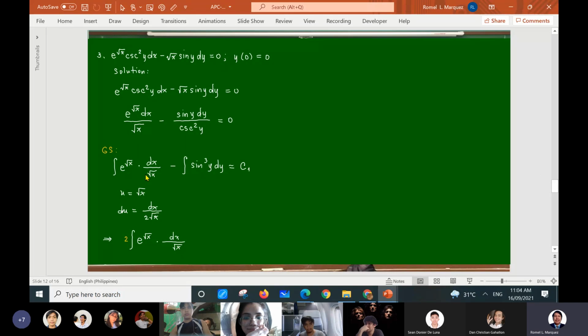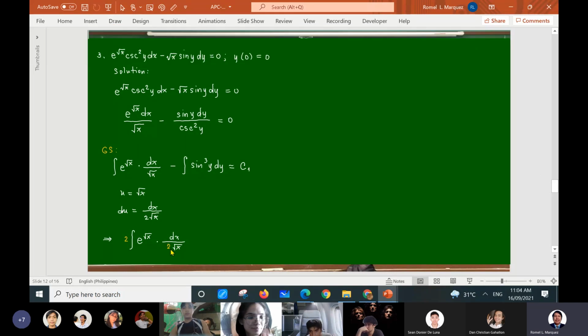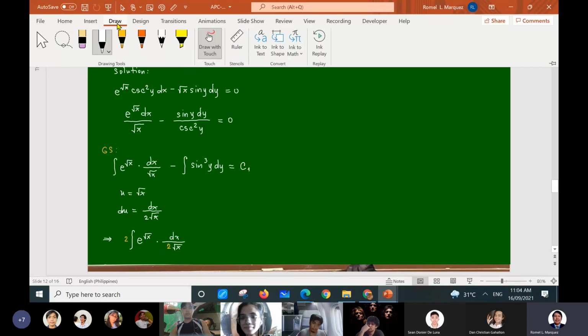Originally, there is no 2 here in the denominator. So I will put 2, balanced by 1/2. I will put 2 outside, balanced by 2 because I put 1/2 inside. So e to the u du. What's the integral of e to the u du? E to the u. Okay, children?